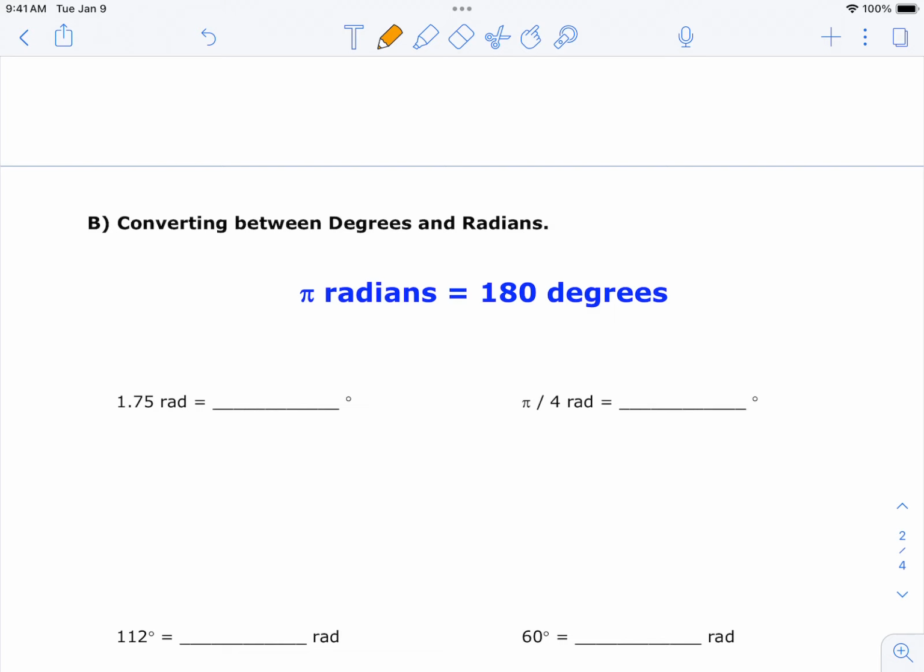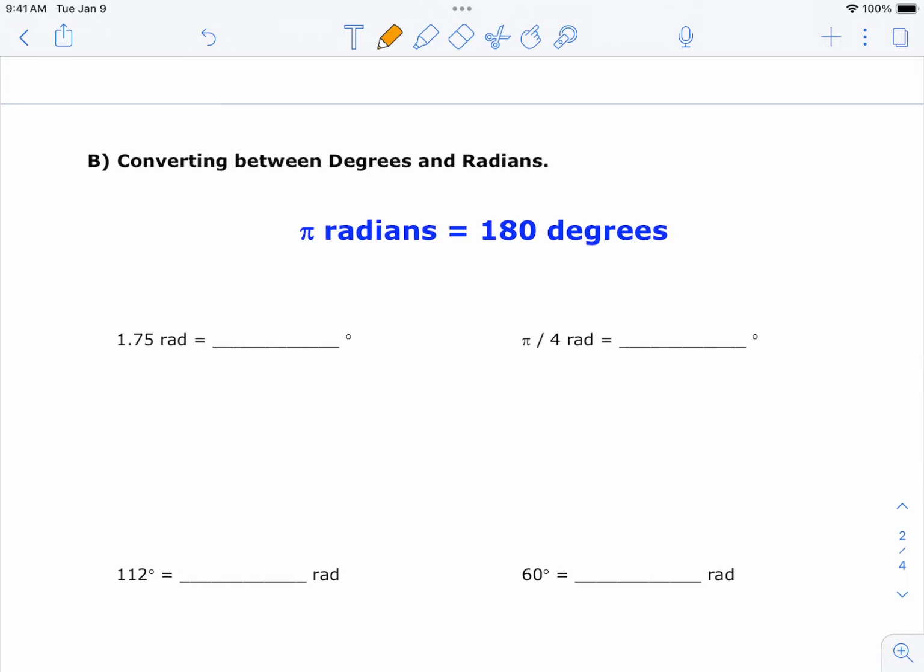Now, I need to introduce you to something called radians. Radians is a different way of measuring angles, and I'll show you what a radian is in a minute. But first, let's make sure we can convert back and forth between radians and degrees. Here's what you need to know. Pi radians, and that really is pi as in 3.1416 thereabouts, 3.1416 radians is the same as 180 degrees. Just trust me.